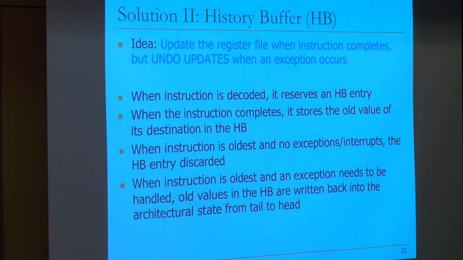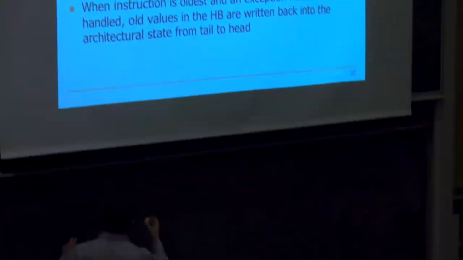The problem happens when an instruction is the oldest and an exception needs to be handled. So now you need to go through the history buffer and take the old values in the history buffer and write them back one by one to the register file, because you shouldn't have updated the register file with those values. You optimistically update the register file, assuming that there won't be an exception, but an exception happened. Right? So basically, you rewind the history buffer.